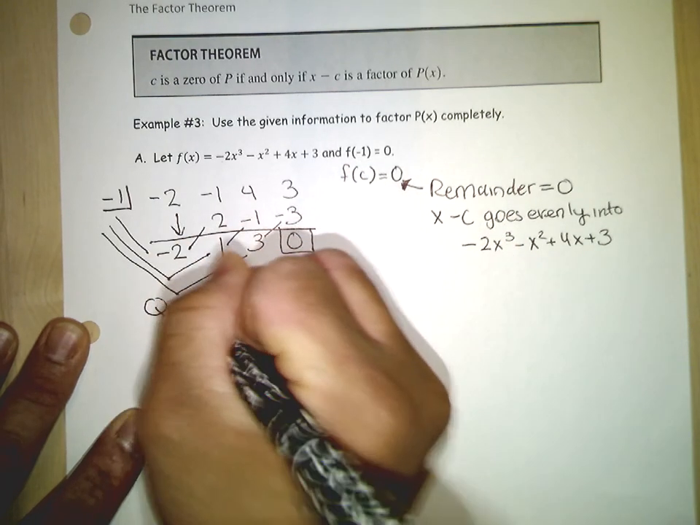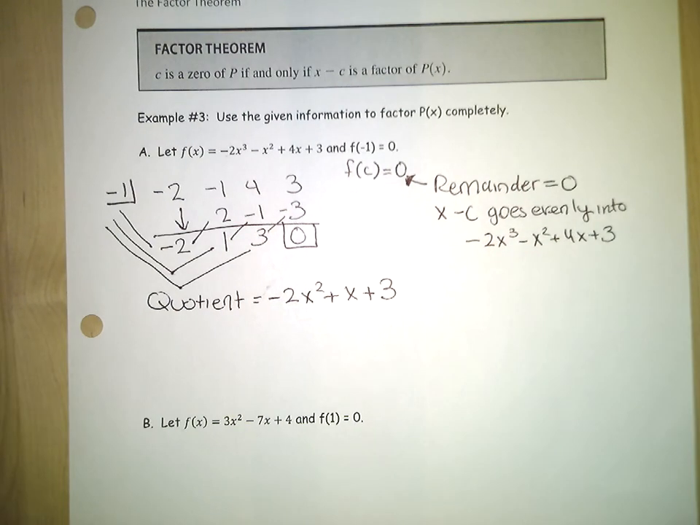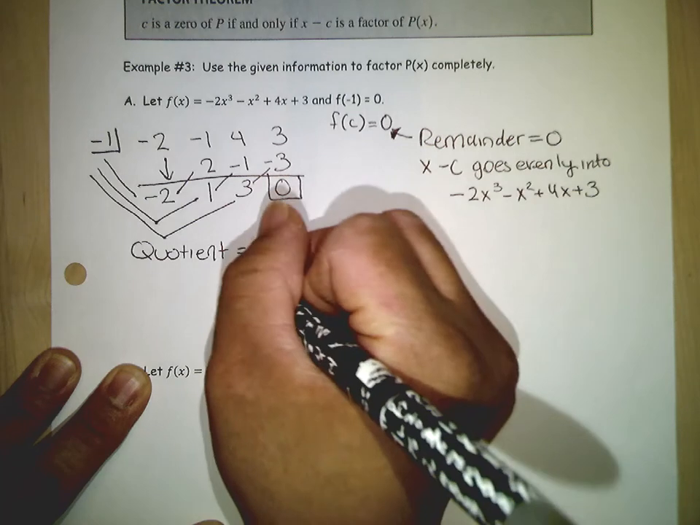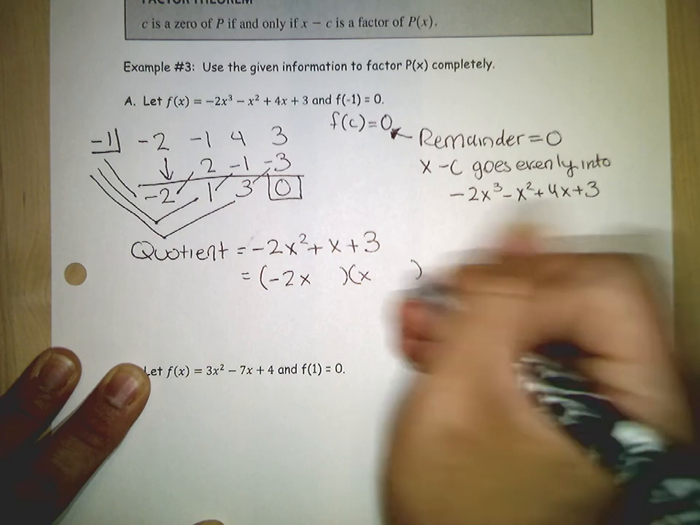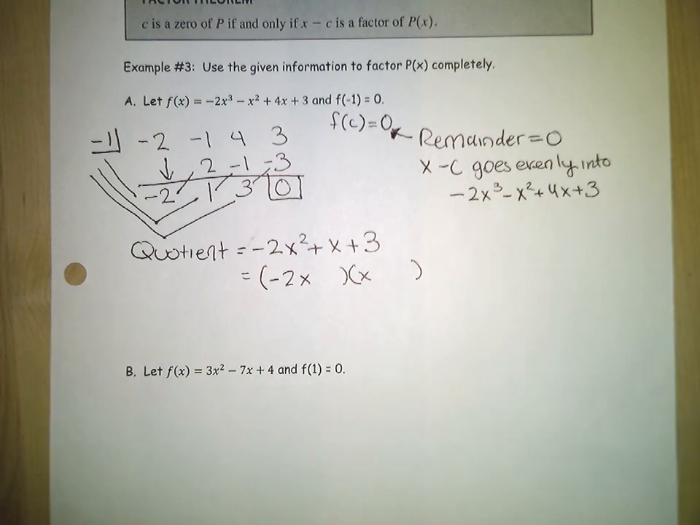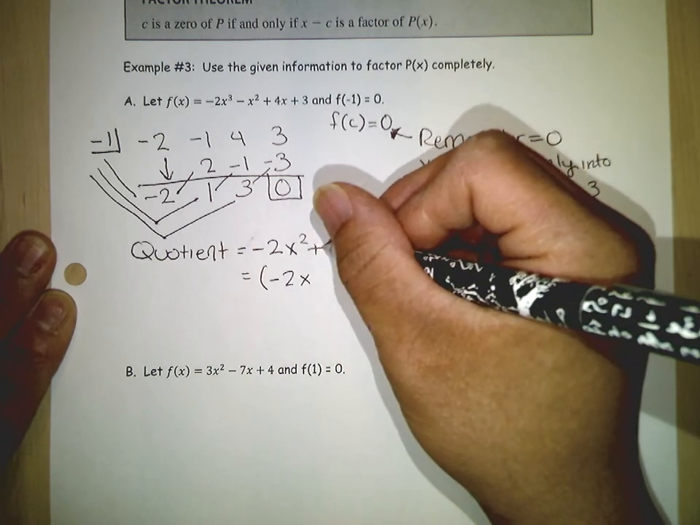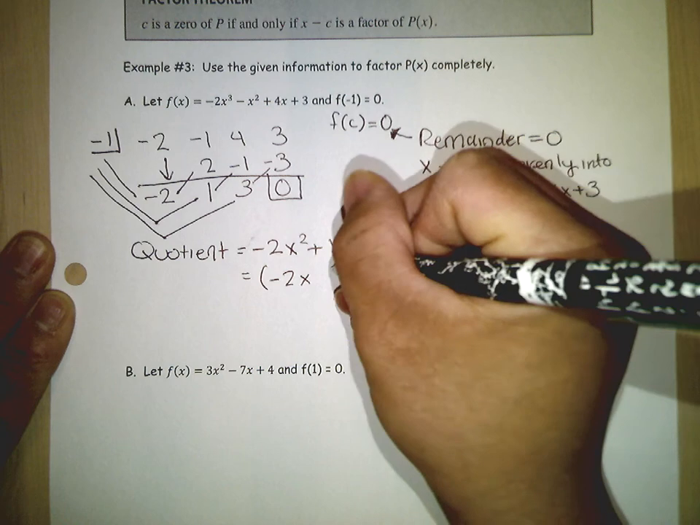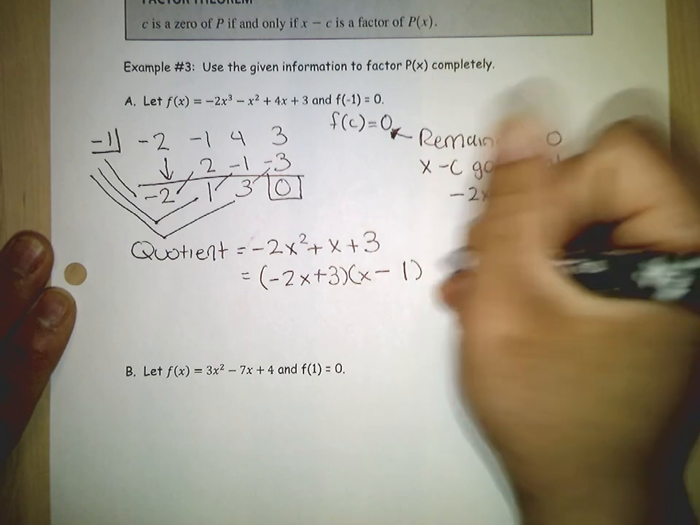So I know that the quotient then is negative 2x squared plus x plus 3. Then I can go ahead and try to factor this if I would like to. So negative 2x and x. Then I just want to remember that I want the first term to be negative, middle term positive, last term positive. So let's go with a 1 and a 3, so plus and minus. You can check that. All right, so let's check.